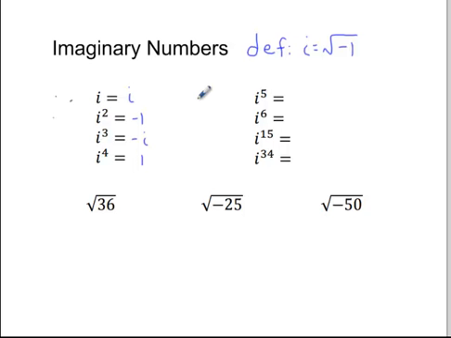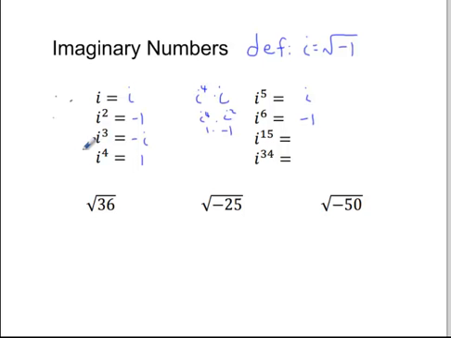i to the 5th is i to the 4th times i, and i to the 4th is 1. 1 times i is i. So there, it's going to start over. If this said 5, 6, 7, and 8, I would just take this column and write it over there. It doesn't. But i to the 6th is i to the 4th, which is 1, times i squared, which is -1. So I've got 1 times -1 is -1.